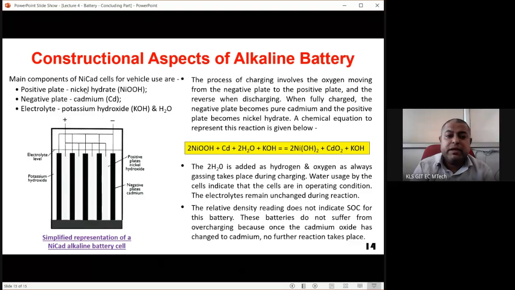And this is our last slide, and what we have given are the reaction details. So which is the positive plate? It is nickel hydroxide, NiOH. What is the negative plate? It is cadmium, given by Cd. These are the main components of nickel cadmium cells. So this is another diagram you can produce in the exam.